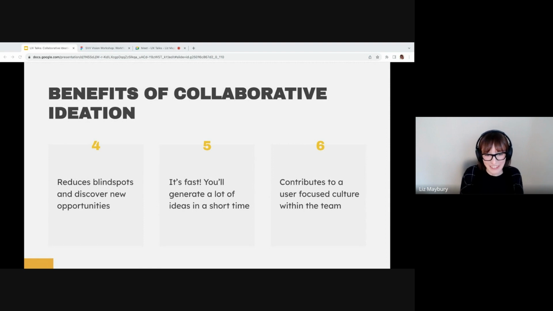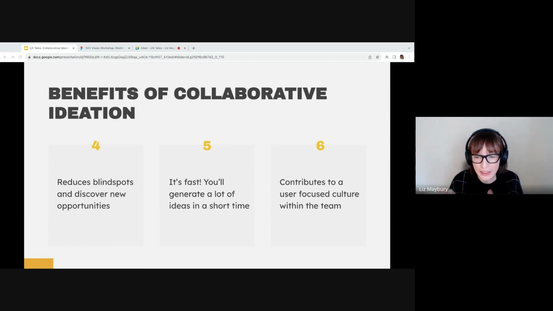Number 5, I already mentioned this again, but it's fast. Yes, you do need to do some upfront prep. Once you've done a couple of these, that upfront prep becomes much shorter. And ultimately, you save yourself some hours in the long run by generating ideas and making that process really fast.